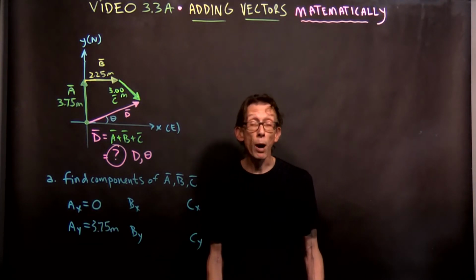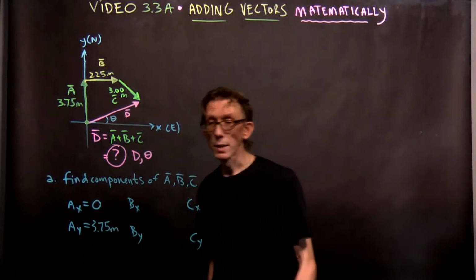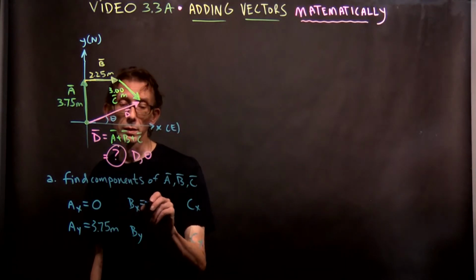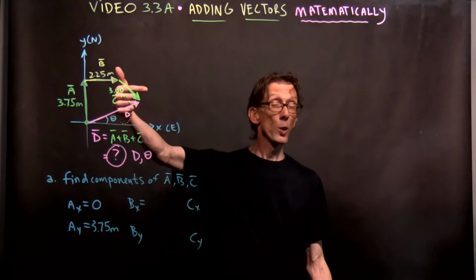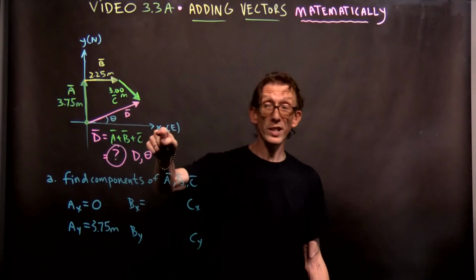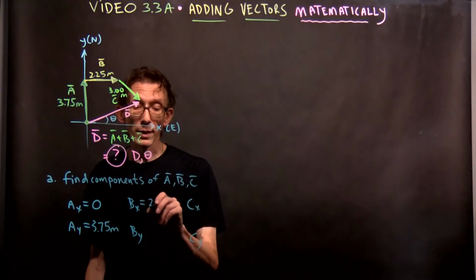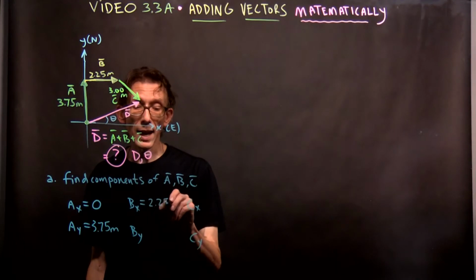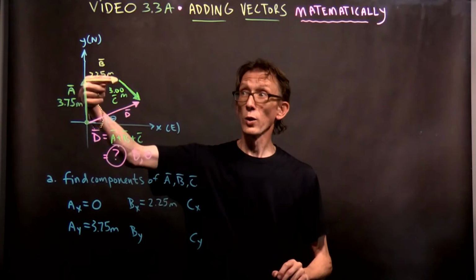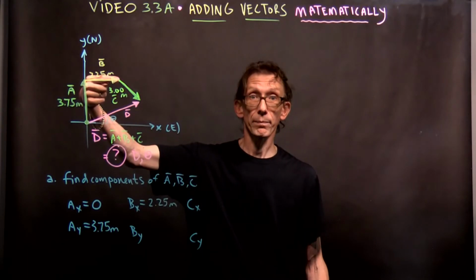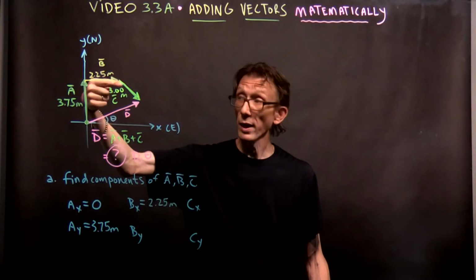Now let's look at the components, the x and y parts of vector B. Bx, how far does it go in the x direction? Well, we know that B is 2.25 meters east, which is in the x direction. So again, B lies entirely along the x-axis. Now, it's not located on the x-axis. It's located up here in this drawing. But it points in the x direction. That's what I'm trying to say.